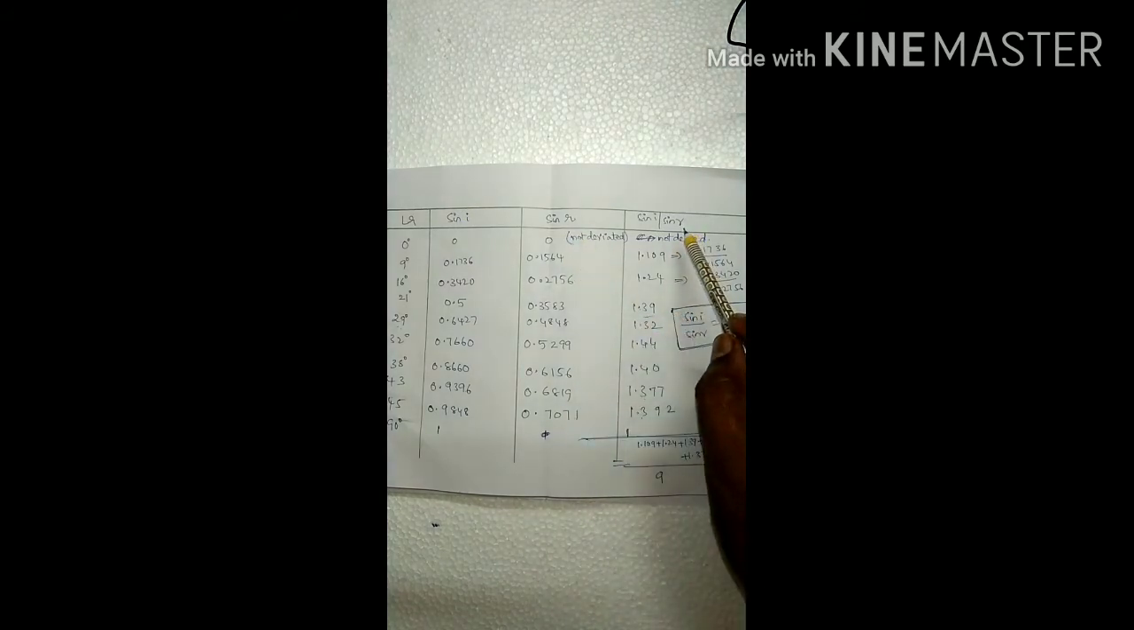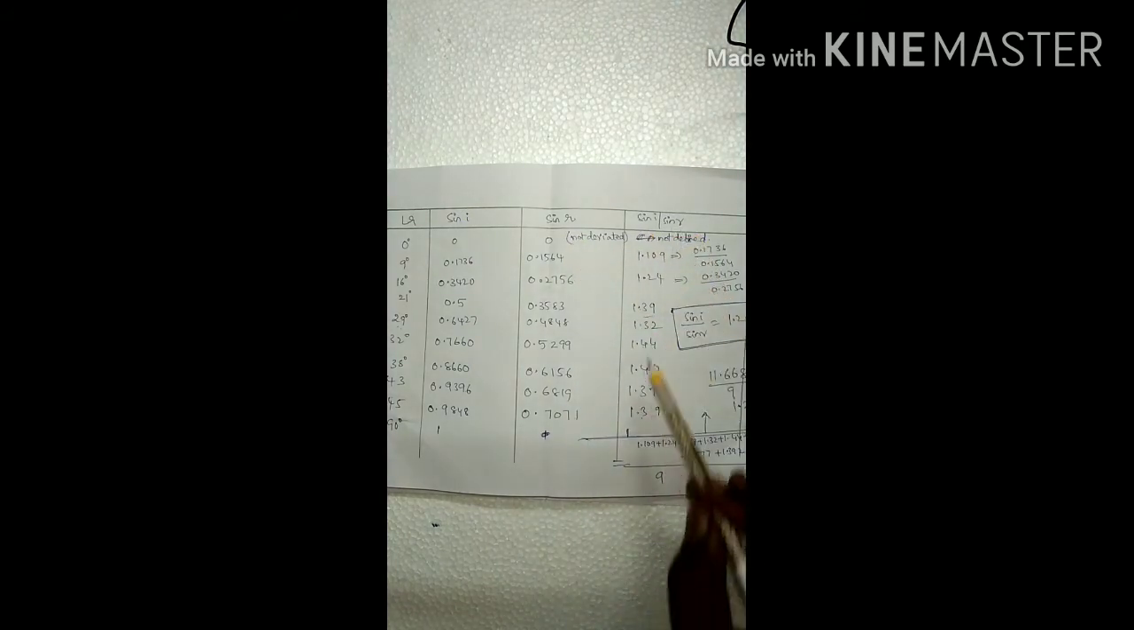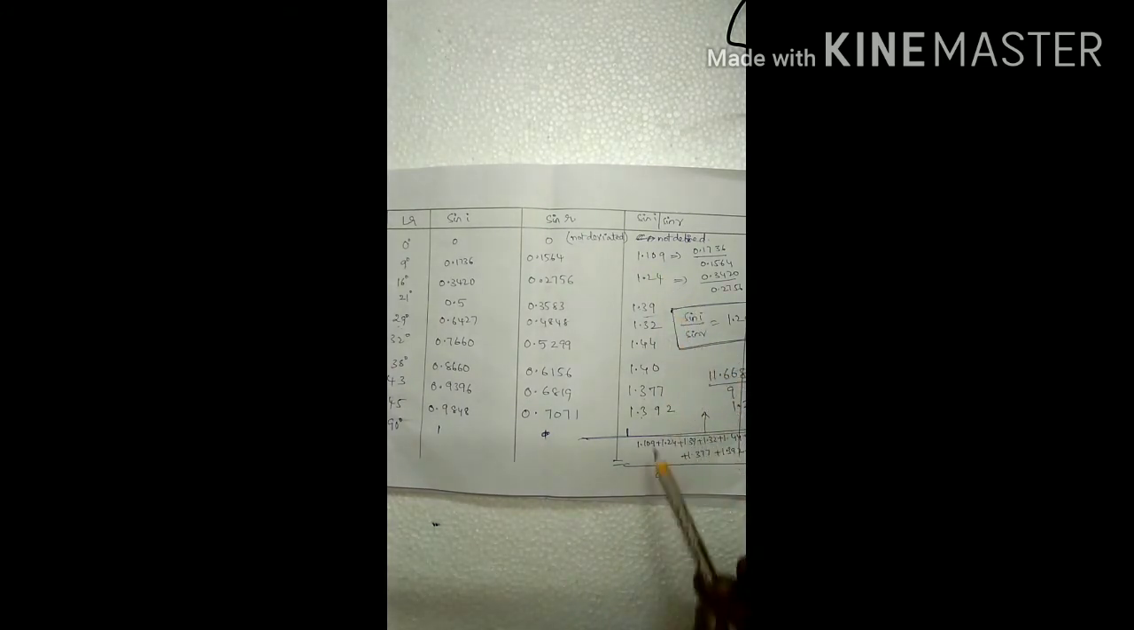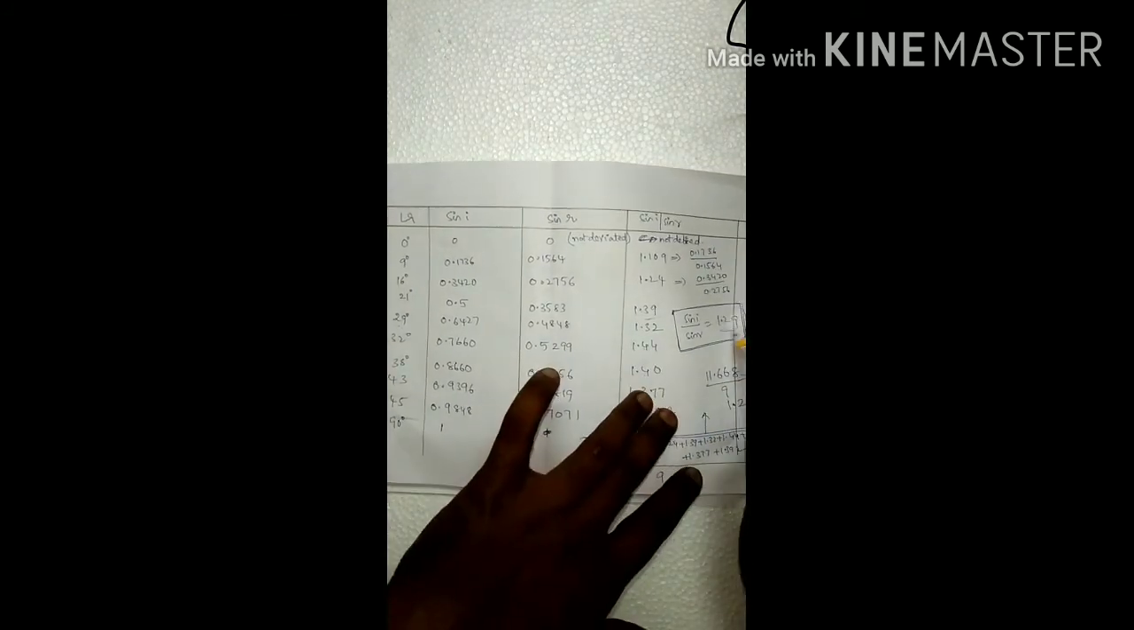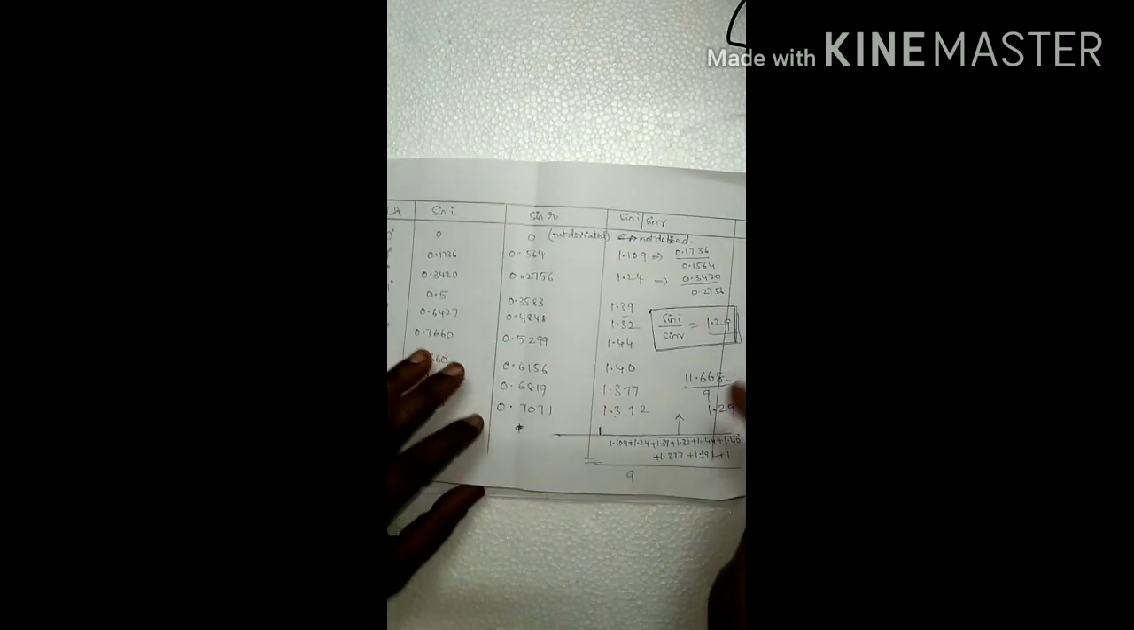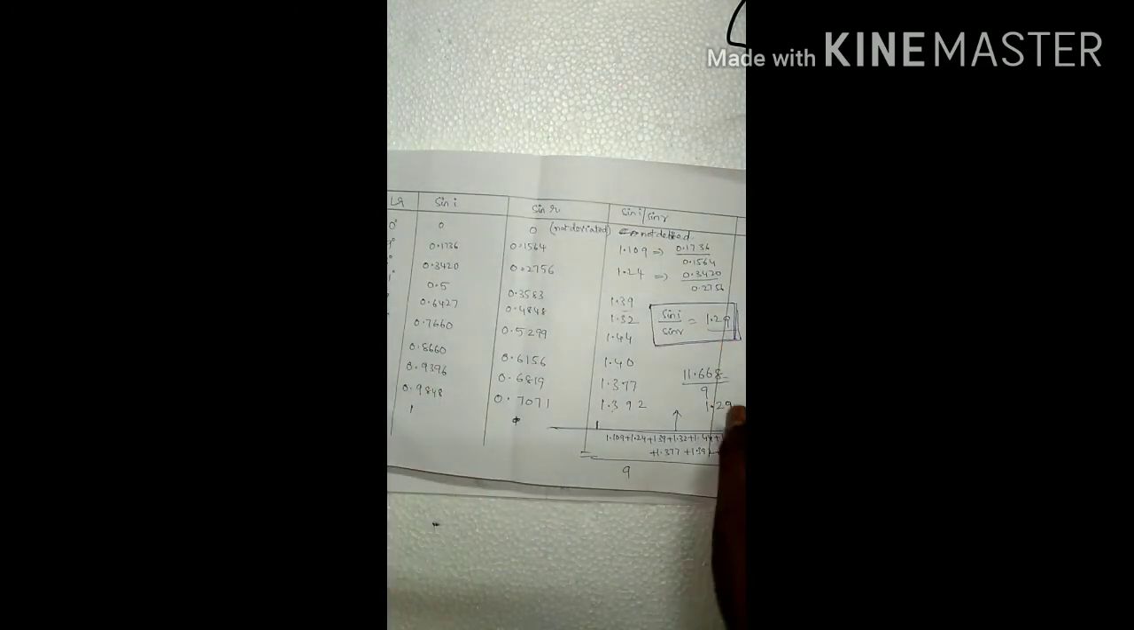Later in the third column, we took sin i by sin r. The average of sin i by sin r is 11.668 by 9. Why by 9 did I take? The formula is nothing but the sum of the values by the total number of values. By the average value, we can get a constant, that is, sin i by sin r is a constant. The value is nothing but 1.29.